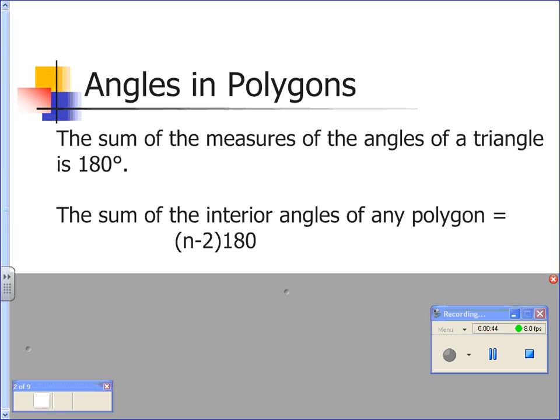The sum of the interior angles of any polygon you can find using this formula: N minus 2 times 180. Any ideas what the N would stand for? Number of what? Of sides. The number of sides.